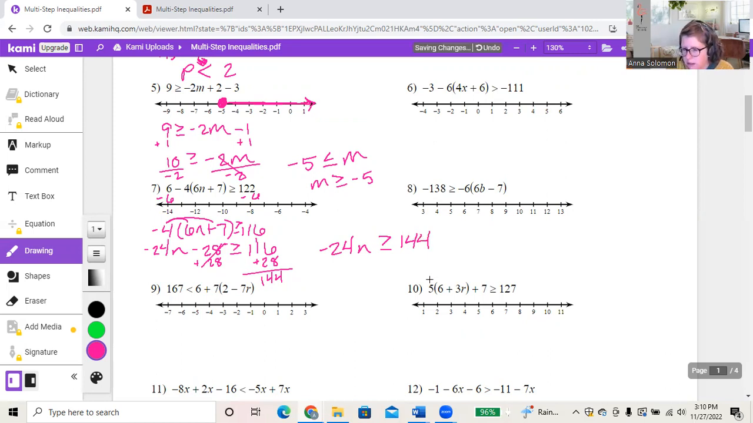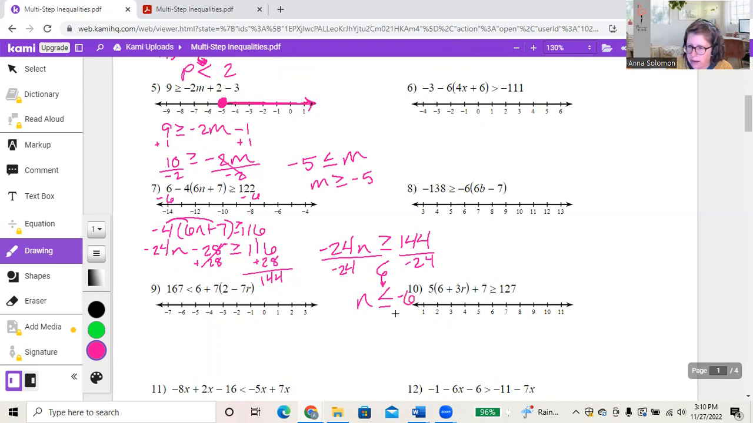All right, I got this far without a calculator, but I'm officially grabbing my calculator because I'm not doing that. So we've got 144, and then we're going to have to divide by negative 24, right? Which means we're going to have to flip that sign over to less than or equal to. So we're going to have n on this side, and then 144 divided by negative 24 gets me negative 6.